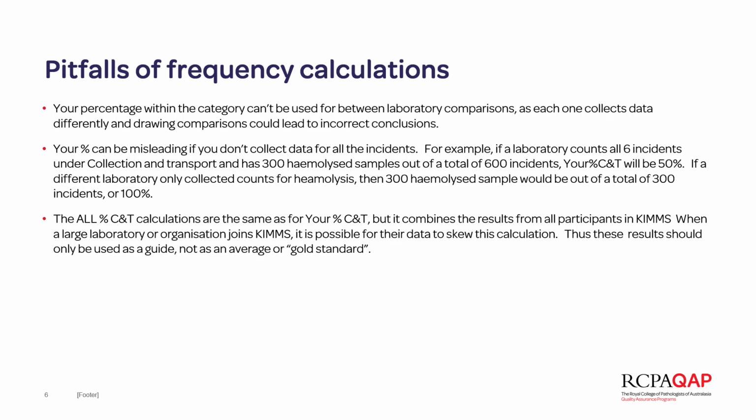Your percentage within a category is influenced by how many indicators are measured within the category. For example, a laboratory that counts all 6 incidents within the collection and transport category could have 300 hemolyzed samples out of a total of 600 incidents, or 50%. Another laboratory that only collects data for hemolysis and has 300 hemolyzed samples would have a your percentage equal to 100%.